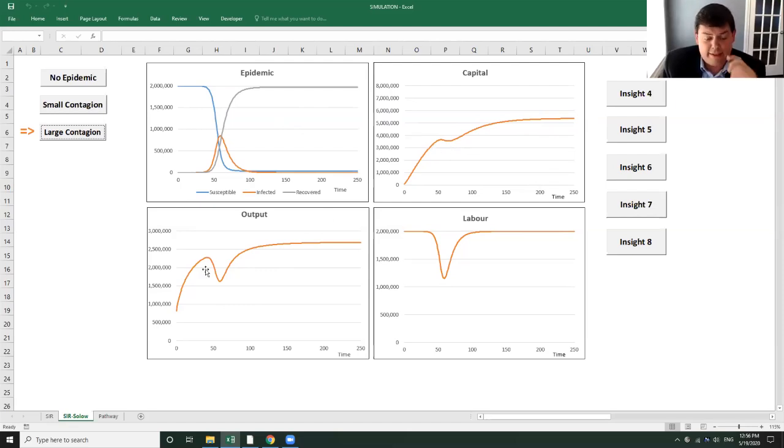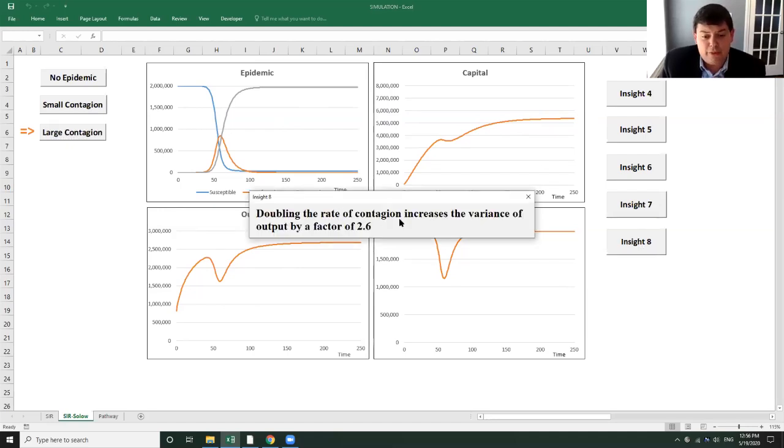And finally, the last insight is going to be about this variance. Doubling the rate of contagion increases the variance of output by a factor of 2.6. So it more than doubles the variance again. So I'm doubling one parameter of the epidemiological model, and I am more than doubling the variance of the output.